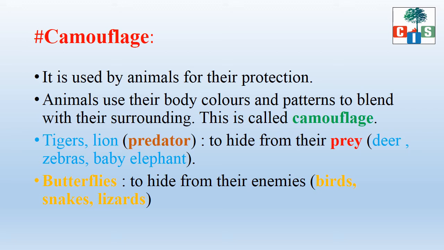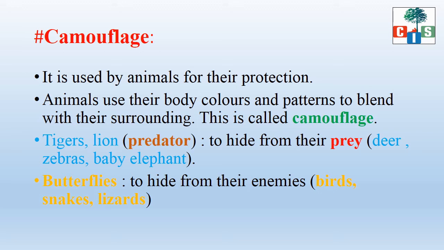Tigers and lions kill deer and zebras. Deer, zebras and baby elephants are the food of these predators. So the tiger and lion camouflage so that they can hide from their prey, attack them and kill them. Similarly, animals also use camouflage to protect themselves from their enemies or predators. And what is the example? Butterflies. Yes, butterflies use their camouflage so that they can hide from their enemies like birds, snakes and lizards.